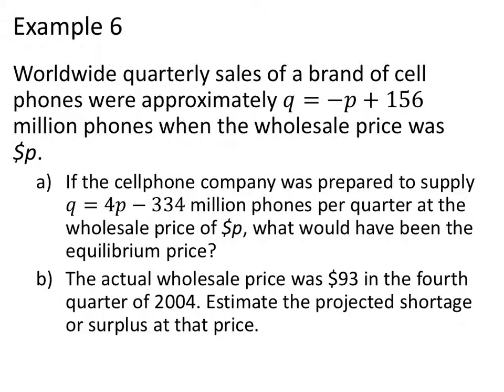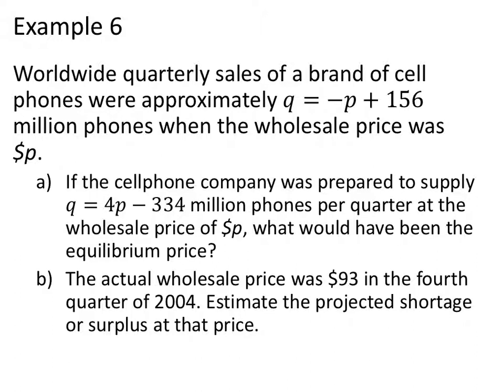Example 6. First of all, I'd like to point out the year. This is 2004. If you can find a cell phone for $93 in today's society, you should buy it right away. It might just be a paperweight. It might only make phone calls. Heaven forbid it only makes phone calls. But it's there, and it's a great price. I think I just paid $1,000 for my last one. I almost choked when I realized that.